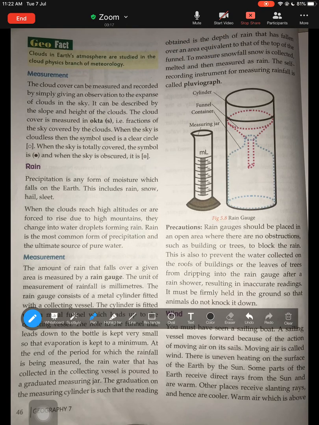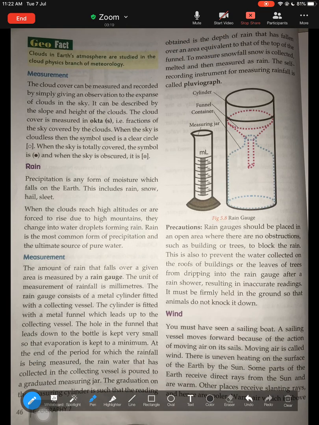How do you measure clouds? Because there's no instrument, but on what basis? So please underline: the cloud cover can be measured and recorded by simply giving an observation to the expanse of clouds in the sky. So by just simply looking at the cloud cover in the sky, it can be measured and recorded. The cloud cover is measured in octas. So this is the unit for measuring cloud cover, octas.